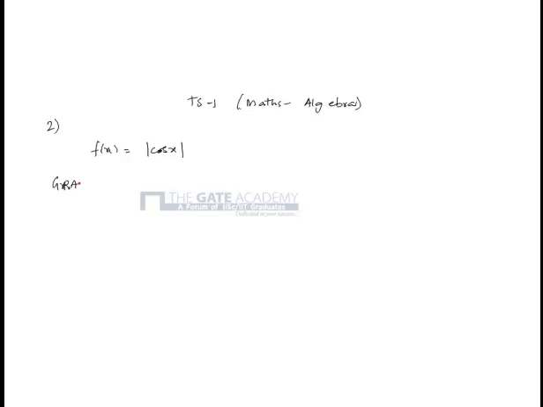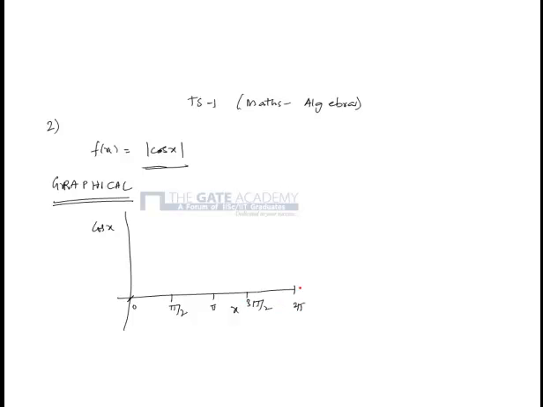Let's say first is the graphical way. I'll just plot this as a function of x. First let me plot cos x as a function of x, with x taking 0, pi by 2, pi, 3 pi by 2, and 2 pi. Cos x at 0 takes the value 1, at pi by 2 it takes 0, at pi it is minus 1, at 3 pi by 2 it is 0, and again at 2 pi it is 1, and so on it repeats.